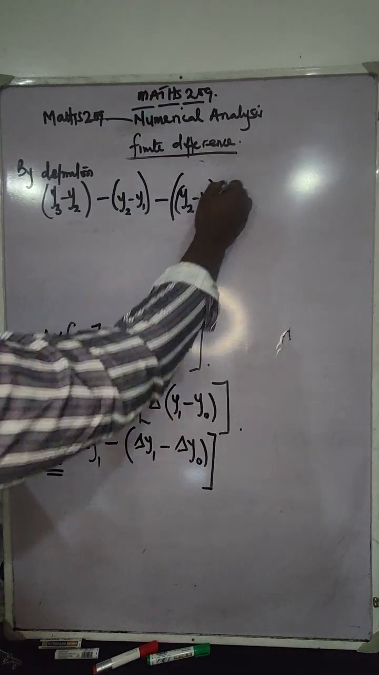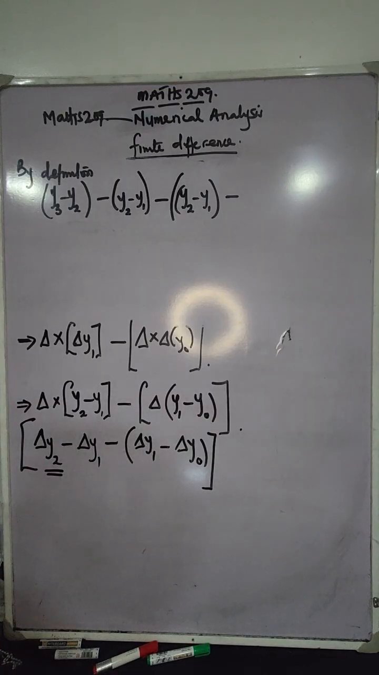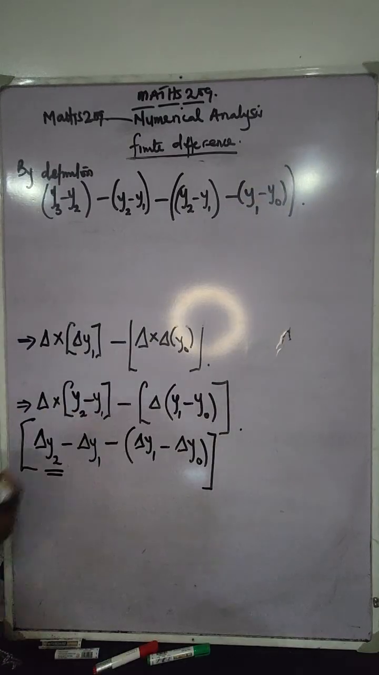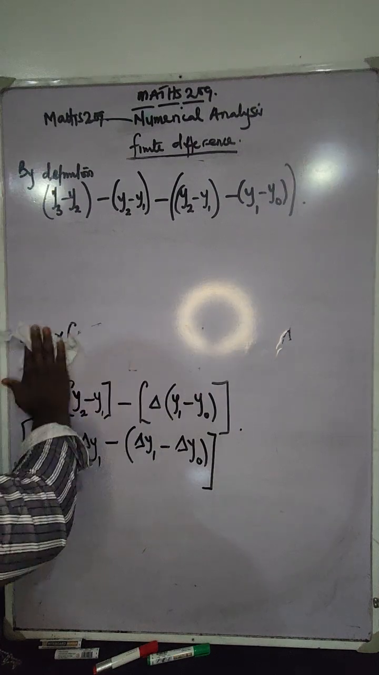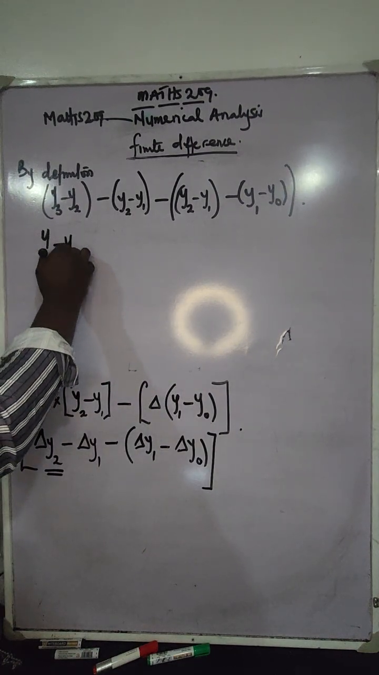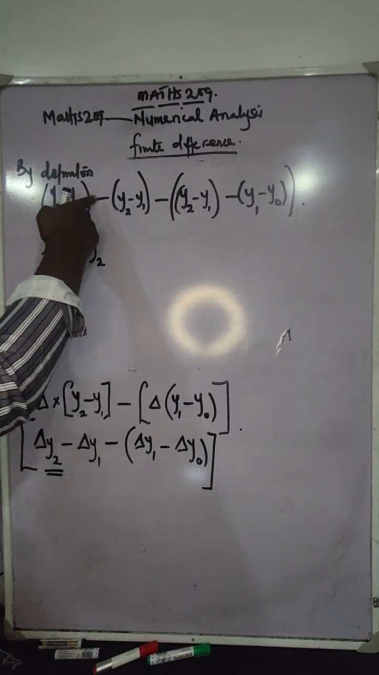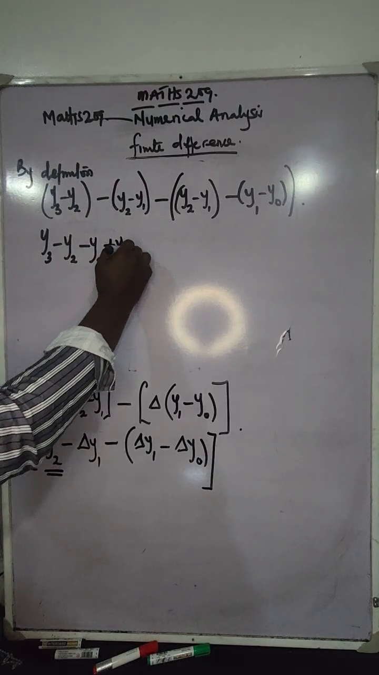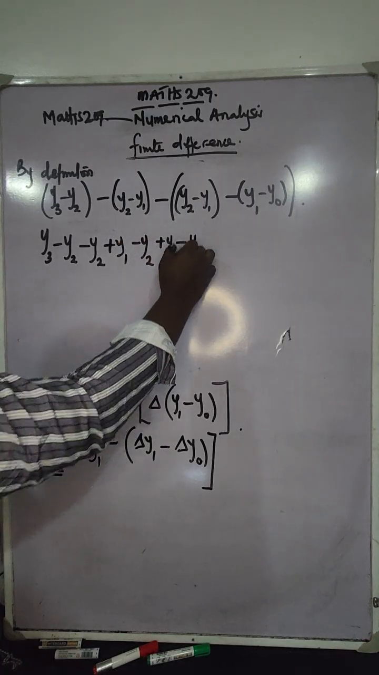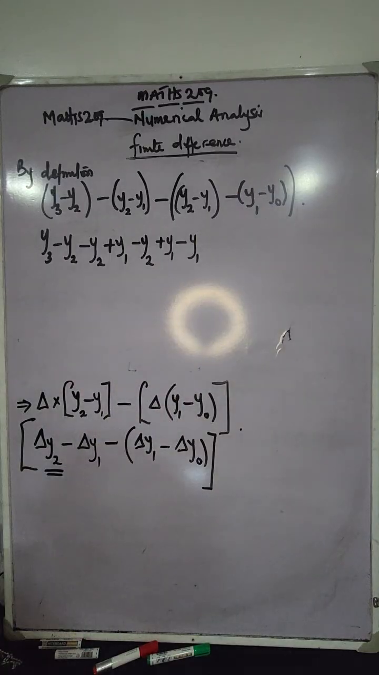Okay, then minus, what is the forward difference of y0? The forward difference of y0 is y1 minus y0. Remember, we said where you are going to minus where you are coming from. And so, from there, we can then express and say y3 minus y2 minus y2 minus times minus plus y1 minus y2 plus y1 minus y1, right? Minus y1.